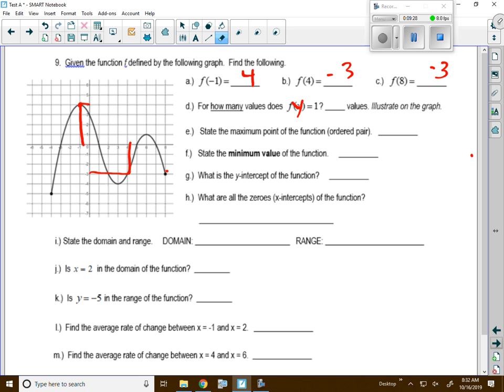This is where I told you to draw that line across at 1 and see how many times it intersects. How many times does it intersect? 3 times. So your answer is 3 values. All right, state the maximum point of the function.